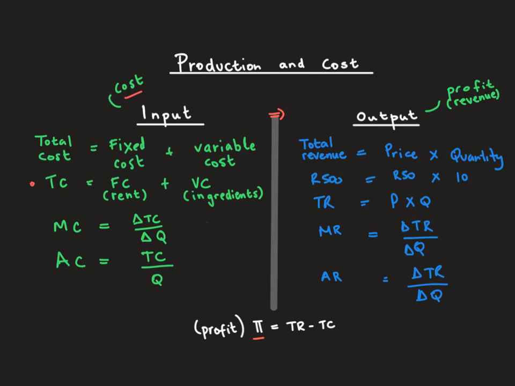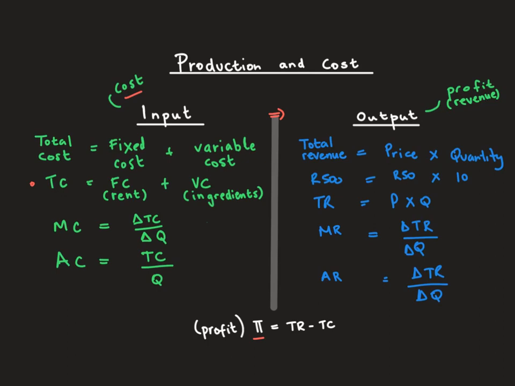So for example, pizza ingredients, so cheese, the tomato base, olives, pineapples, the wages of workers, water and lights. Those are all variable costs because we're not sure how much we're going to be using in a particular month. They could increase or they could decrease depending on how many pizzas we sell.